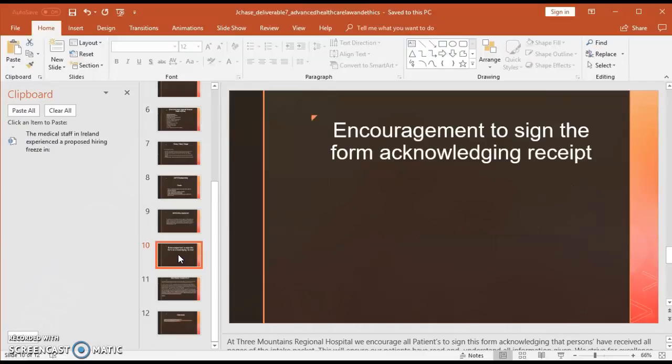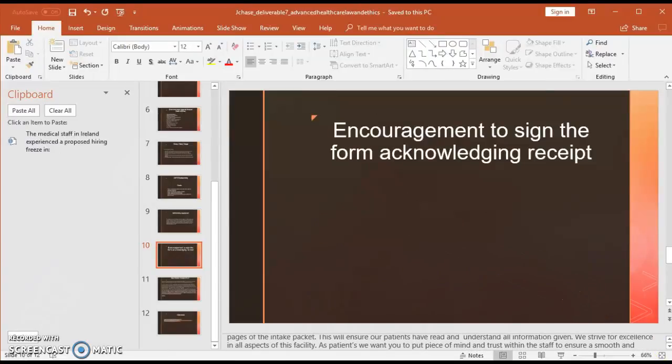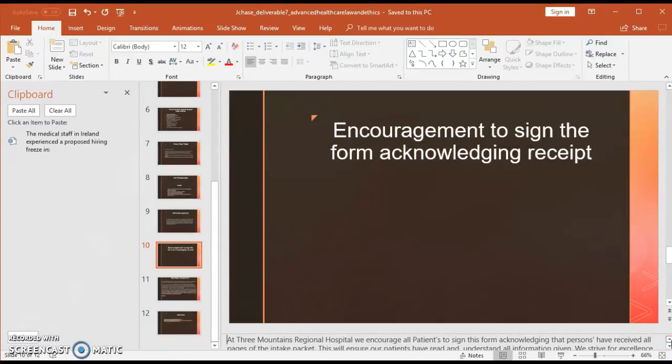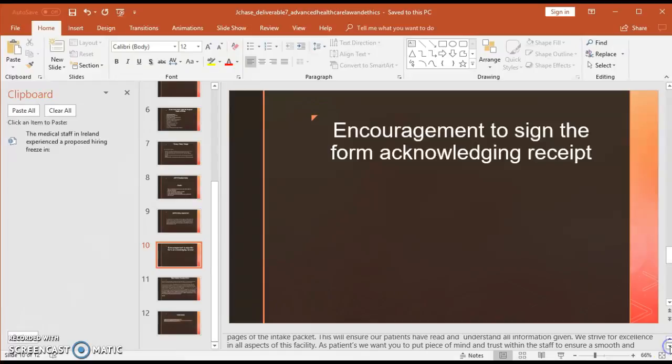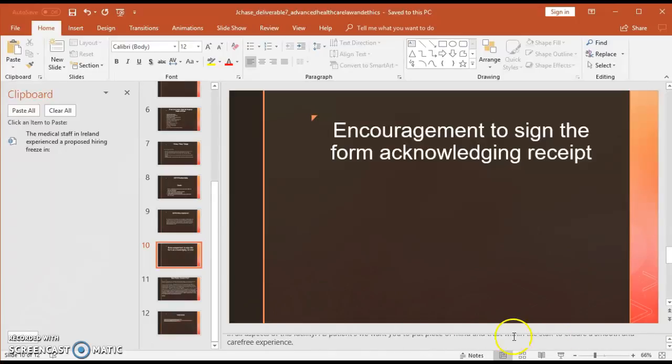Encouragement to sign the form acknowledging receipt. At Three Mountains Regional Hospital, we encourage all patients to sign this form acknowledging that they have received all papers of the intake packet. This will ensure our patients have read and understand all information given. We strive for excellence in all aspects of this facility. As patients, we want you to have peace of mind and trust within the staff to ensure a smooth, carefree experience.